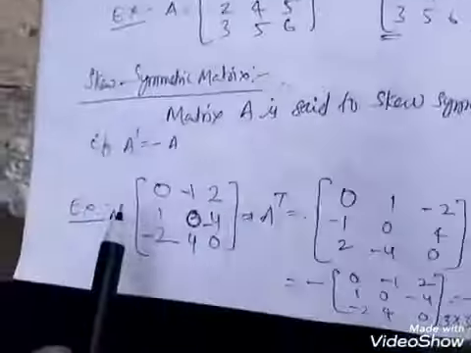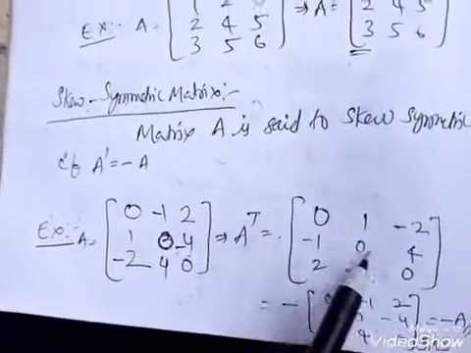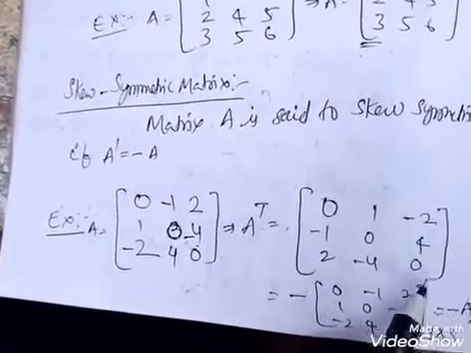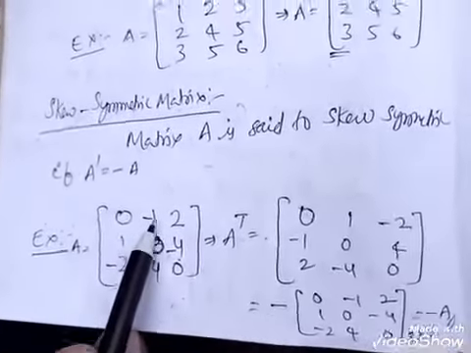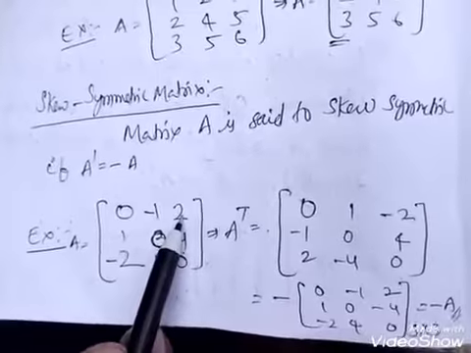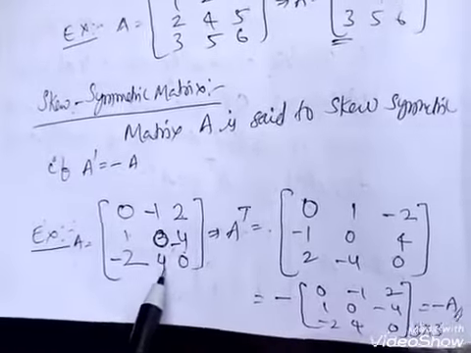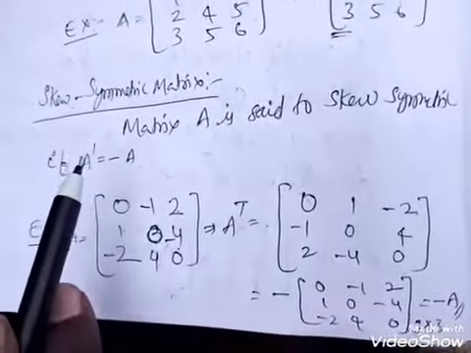Also observe that in a skew symmetric matrix, all the elements of the principal diagonal are zeros and the corresponding elements have opposite signs. Observe here the zeros. Here minus 1 is there, opposite sign plus 1. Here 2 is there, minus 2. Here minus 4 is there, here plus 4. Then this is the skew symmetric matrix.